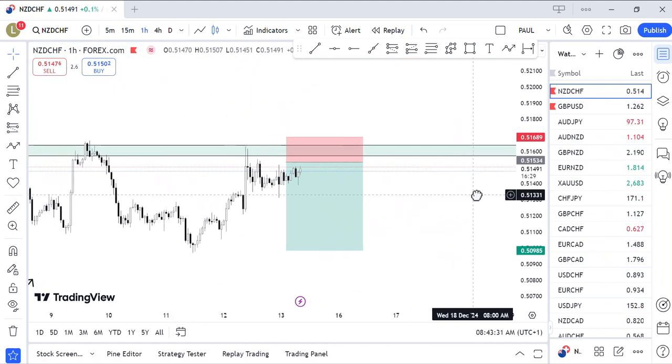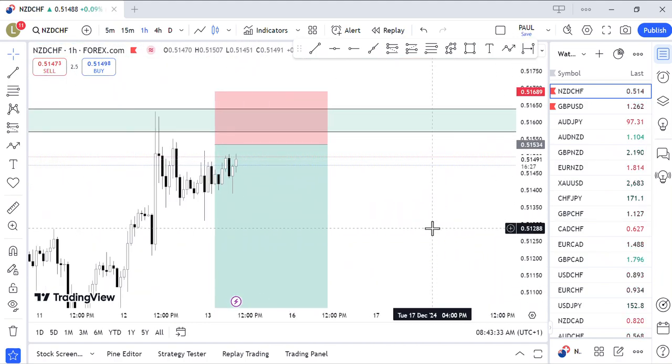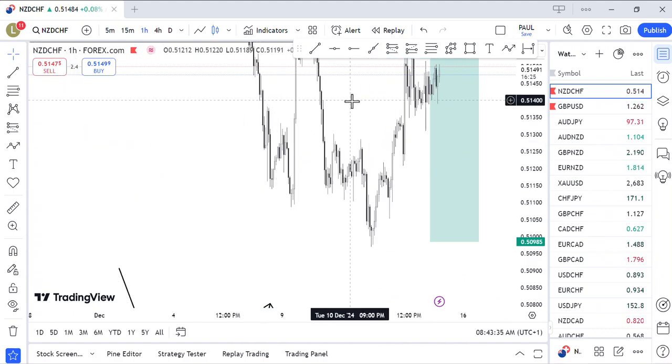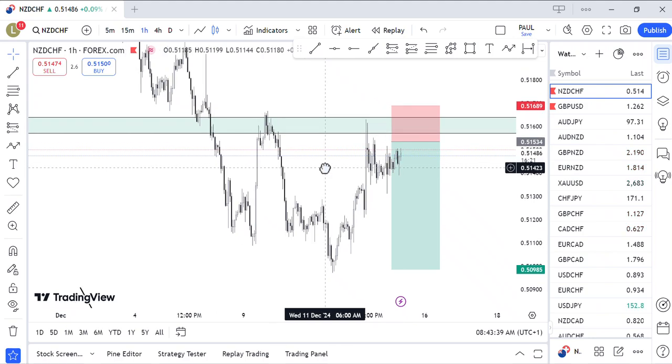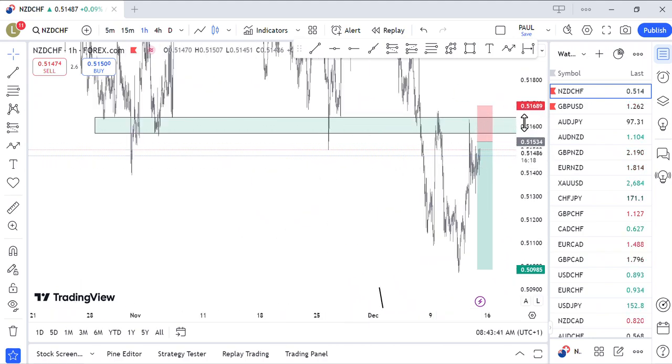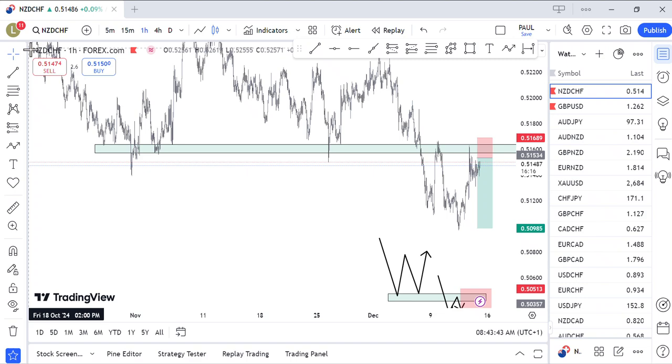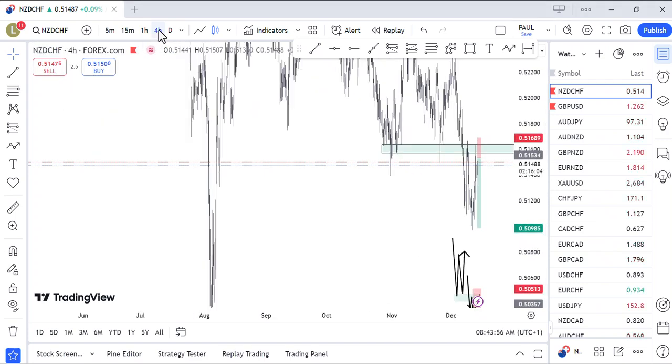Currently, I am on NZDCHF, and if you can check very well, I drew my support on 4 hours. So since my support is drawn on 4 hours, I want to take my entry on 1 hour. This kind of idea is what we call top-down analysis. Don't worry, we're still going to get there. So I want to take my entry on 1 hour.